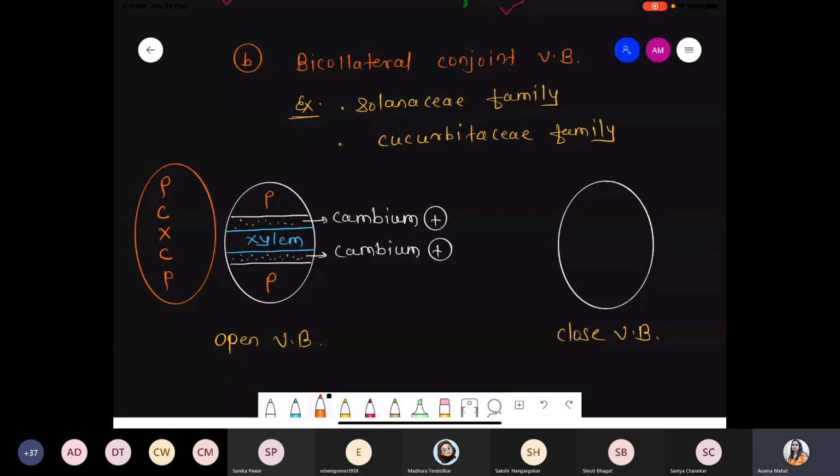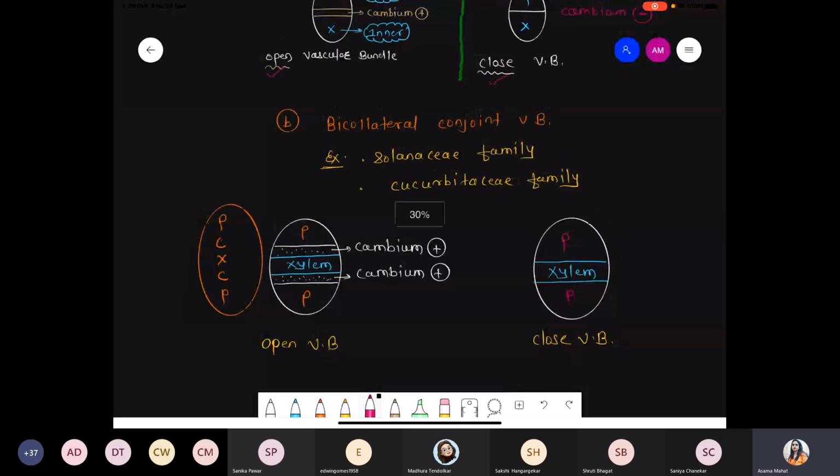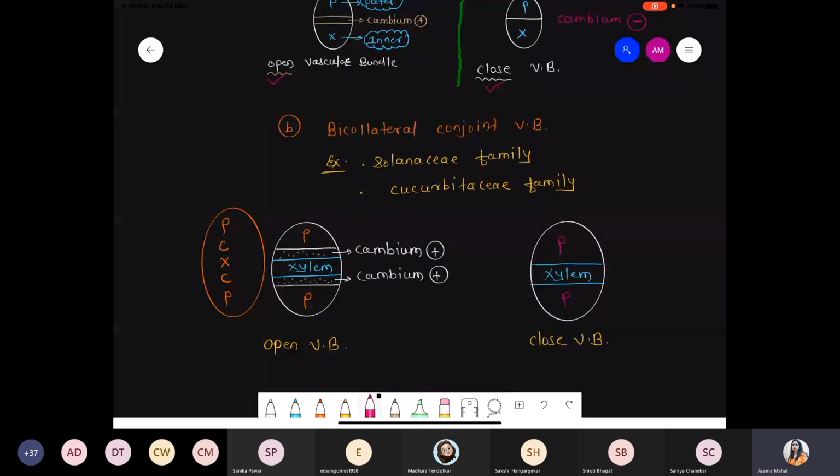Bicollateral means two times cambium is present, two times phloem is present, and xylem is sandwiched between two layers of cambium and two layers of phloem. Such a condition is called bicollateral. And when you compare this point with the closed vascular bundle, again the same scenario: xylem is sandwiched between two layers of phloem. That's it. Simple. Because cambium is absent, these are closed vascular bundles. Conjoint means xylem and phloem attach with each other. So it depends: if cambium is present, then open; if cambium is absent, closed vascular bundle.